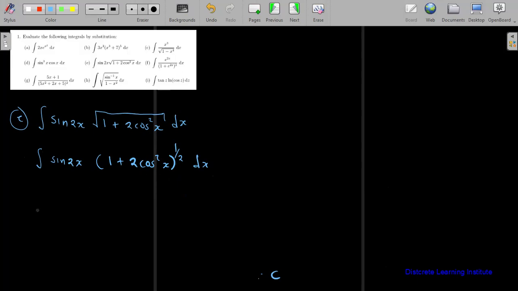And then using U substitution, I'll just let U be equal to 1 plus 2 cos squared x. So what is the derivative of this? So du dx here is equal to the derivative of 1, which is 0, then plus 2 cos squared x. So how do you differentiate cos squared x? So here you use the what? You use the chain rule.